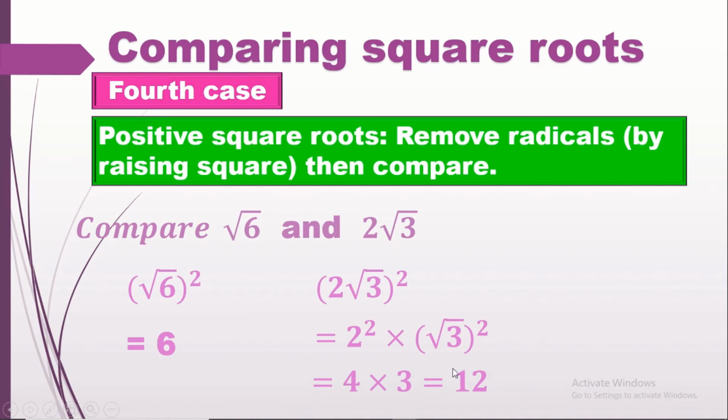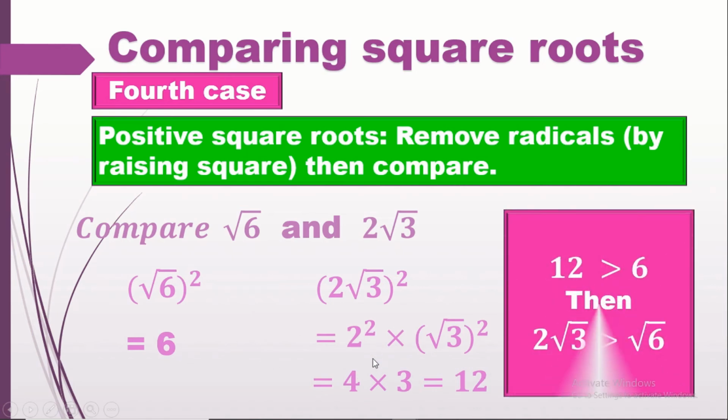Well, which one is greater? Isn't 12 greater than 6? So we can say in this case that 2 radical 3 is greater than radical 6.